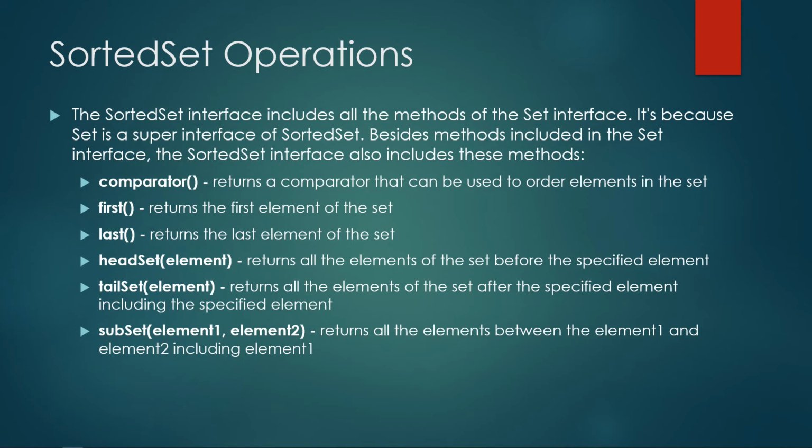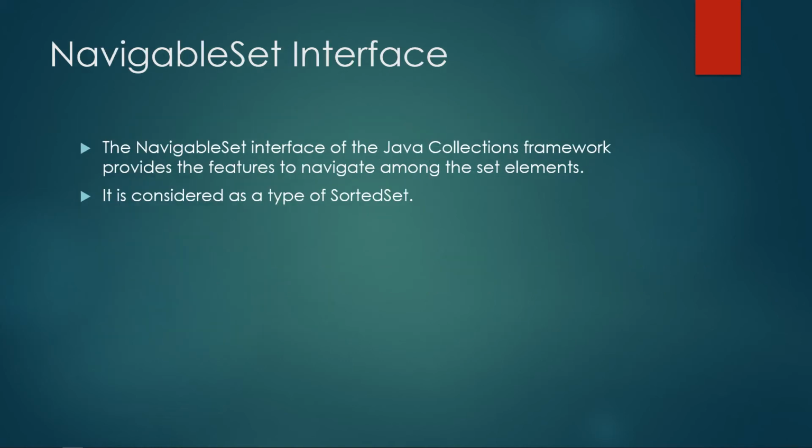Next we have the first method. This returns the first element of the set, and we have the last method which returns the last element of the set. Next we have the headSet method. This method returns all the elements of the set before the specified element. Next we have the tailSet method. This returns all the elements of the set after the specified element, including the specified element. And next we have the subSet method. So this returns all the elements between element 1 and element 2, including element 1. So next we have the NavigableSet interface.